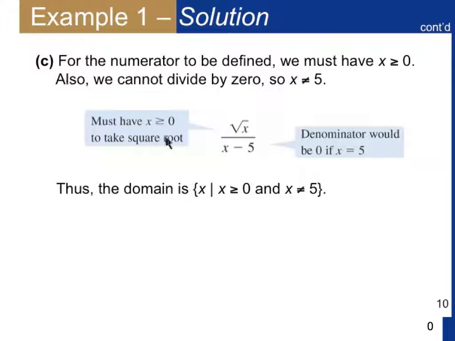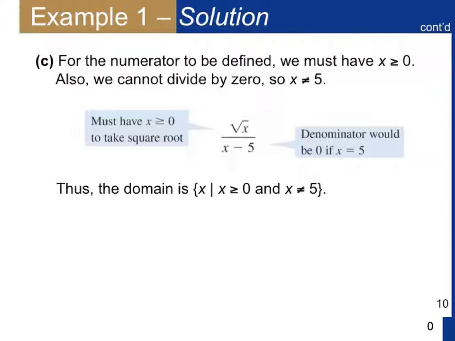For C, we have two things going on. First of all, we have a square root in the numerator, which means x has to be positive or 0. We also have a denominator of x minus 5, so that means x cannot be equal to 5. So here's how we define our domain. Using set builder notation, the set of all x such that x is greater or equal to 0 and x is not equal to 5. So we have to exclude 5 out of there.